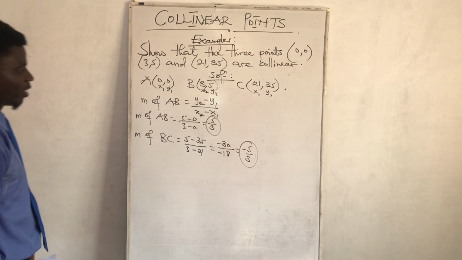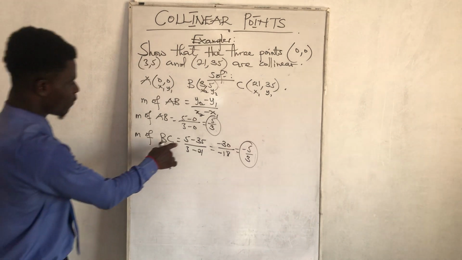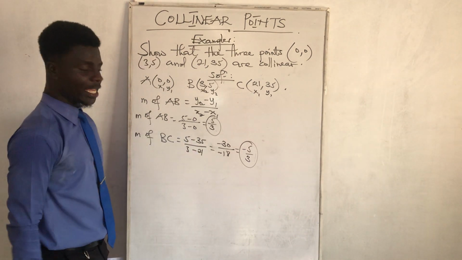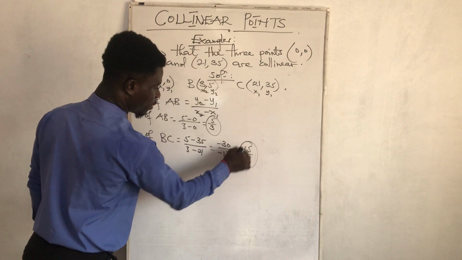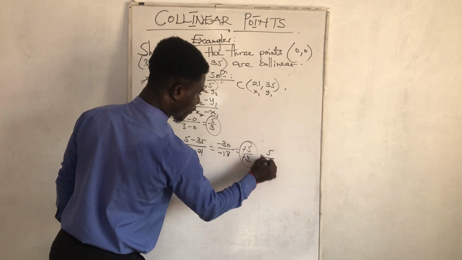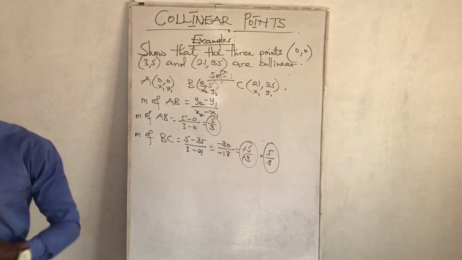Sorry. Here is supposed to be negative. So 5 minus 35 is negative 30. 3 minus 21 is negative 18. So I have a negative over a negative, so this one cancels. So I'll get 5 on 3, which is positive, right? Then let's see.